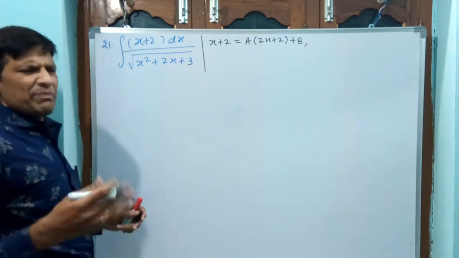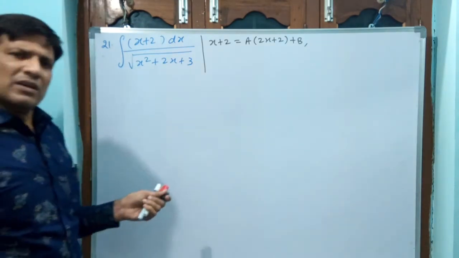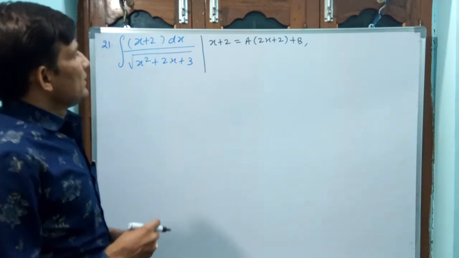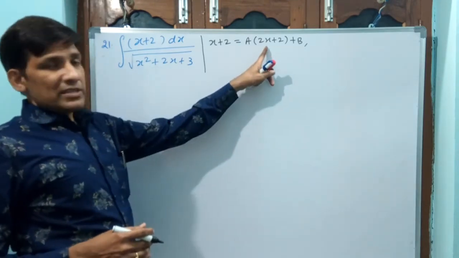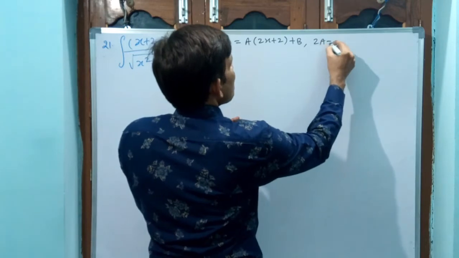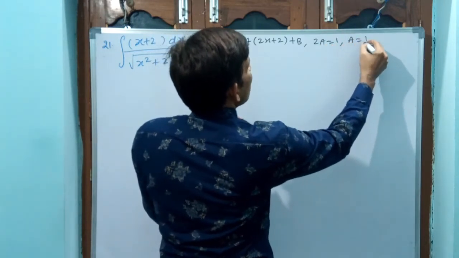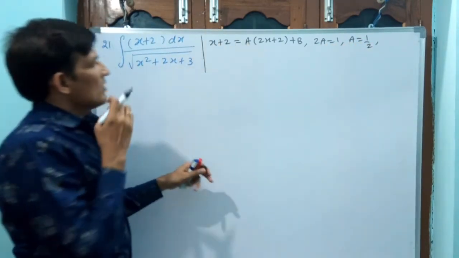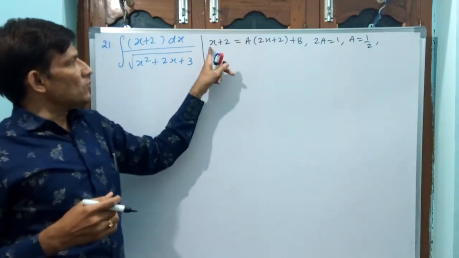Okay, one step I have jumped. Why? Because in several questions we have done, we have got some experience. You equate this x coefficient: 2a is equal to 1. Write down, 2a is equal to 1 implies a is equal to 1 by 2.